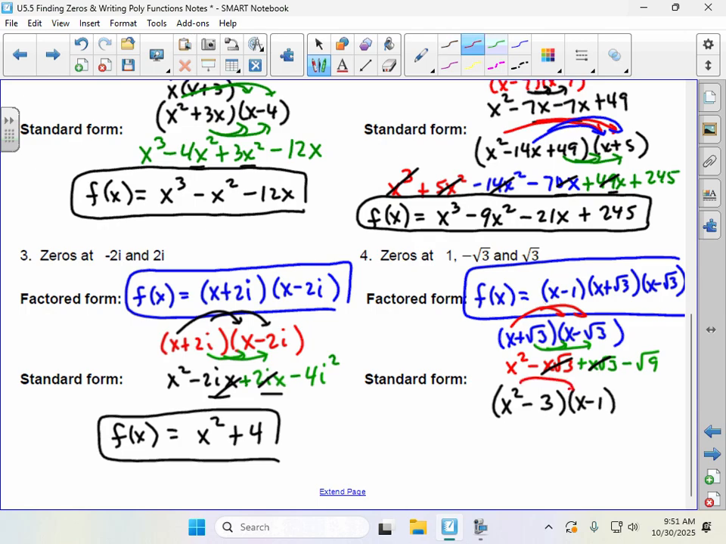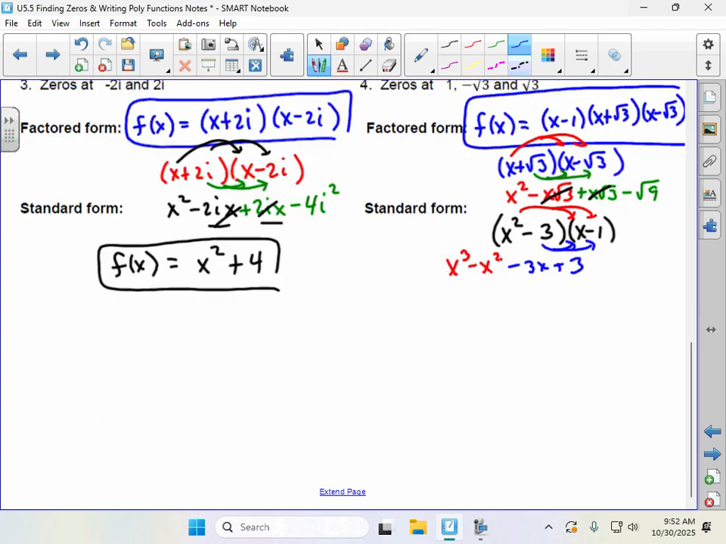Okay, so I'll take the x squared first. So that's x cubed minus x squared. Okay, and then we'll distribute the negative 3. So minus 3x plus 3. And then I would try to combine like terms. There are no like terms. And so I have my standard form answer right there. X to the third minus x squared minus 3x plus 3.